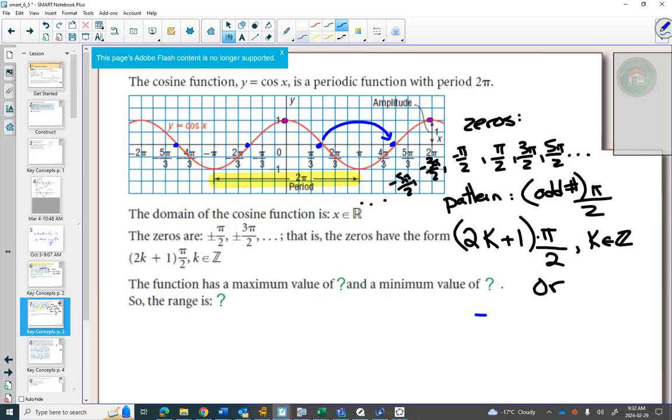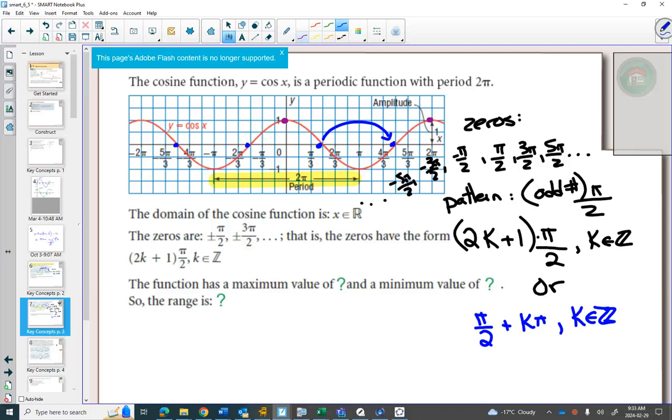So I could start with pi over 2 and add or subtract pi as many times as I want. This would be another way to write all of the zeros of cosine. So you have a choice. What makes more sense to you? Does it make more sense to use the 2k plus 1 to think of odd numbers times pi over 2? Or does it make more sense for you to say, I'm going to start at one of them, and then I'm going to do jumps of pi to get to other ones?